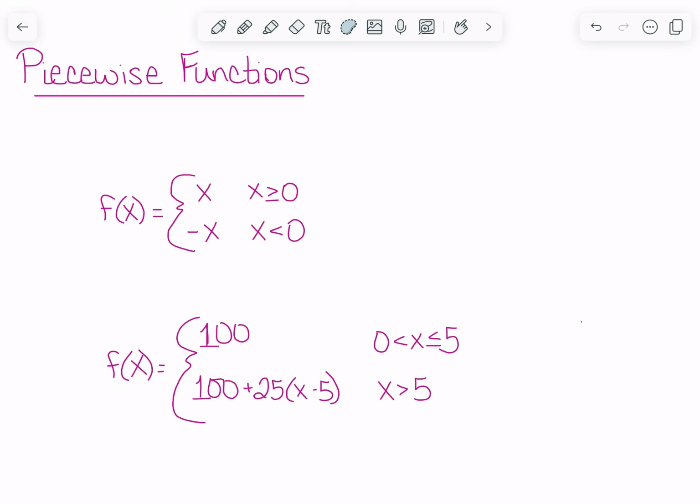The first part states that if we have between 0 and 5 people, including 5, we would be charged $100, and that doesn't change. The second part addresses if we have more than 5 people, we have to pay the initial $100, plus an additional $25 for every person over the first 5 people. So the x minus 5 tells me how many more people I have over 5. Multiply that by 25 and add 100.